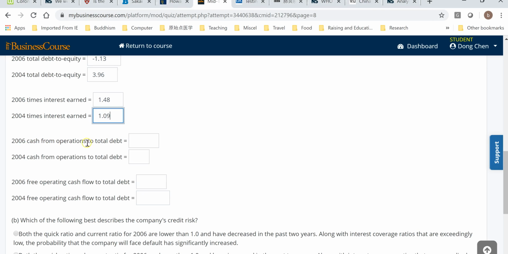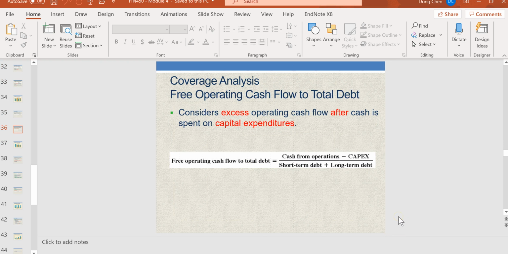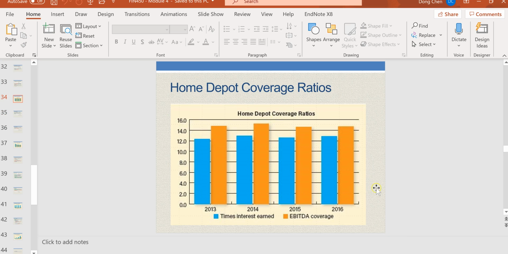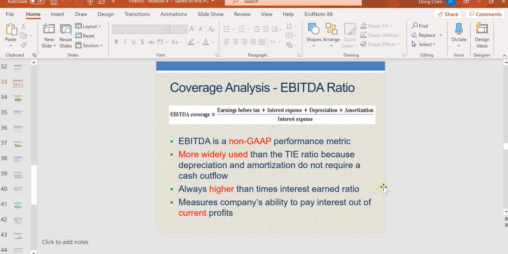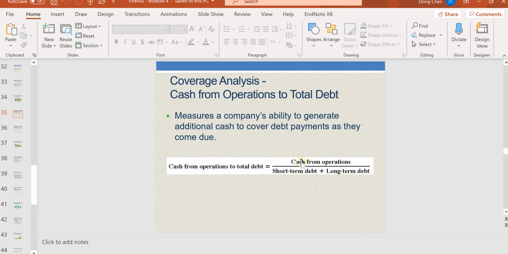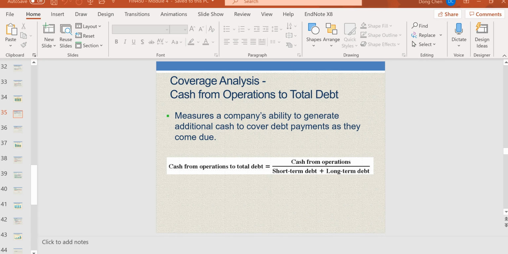And cash from operations to total debt. So this is defined to be cash from operations right here. Cash from operations to total debt is the cash from operations divided by short-term debt plus long-term debt. So the denominator is the same as the numerator of the total debt to equity ratio, right? And the numerator here is the cash from operations. That's basically from the cash flow statement. So then go back to the Excel sheet.